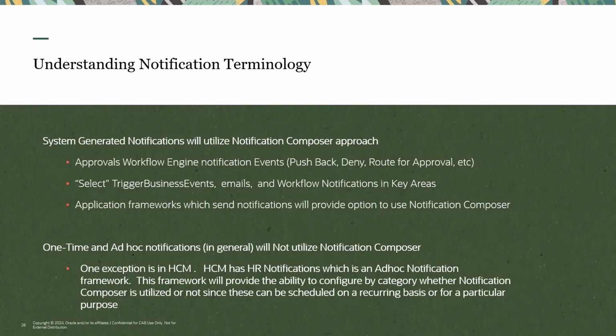So on the one-time and ad hoc notification side, most of those will not use Notification Composer. The one exception right now is in HCM. So HCM has HR notifications, which is an ad hoc notification framework. The framework will provide the ability to configure by category whether Notification Composer is being utilized or not. And the main reason why it's an exception is that this particular framework also allows you to schedule things on a recurring basis or for a particular purpose.